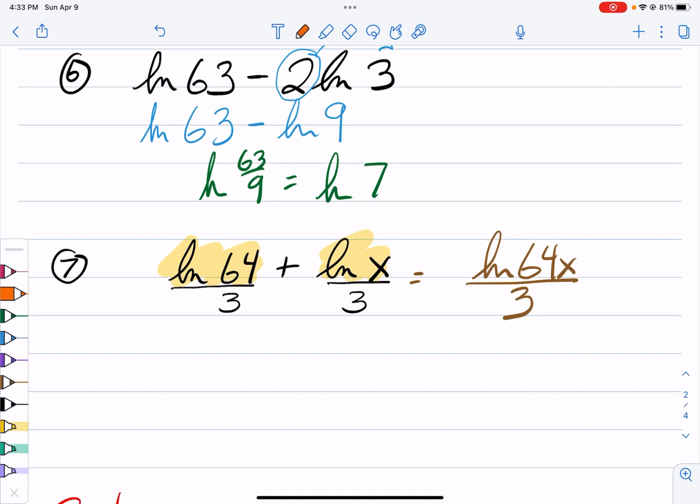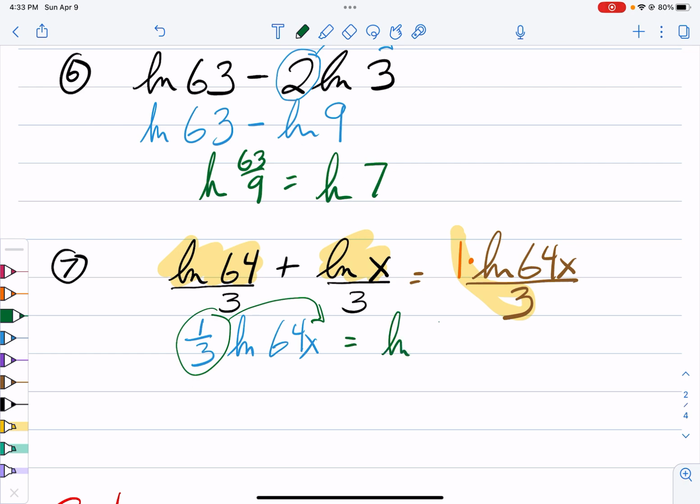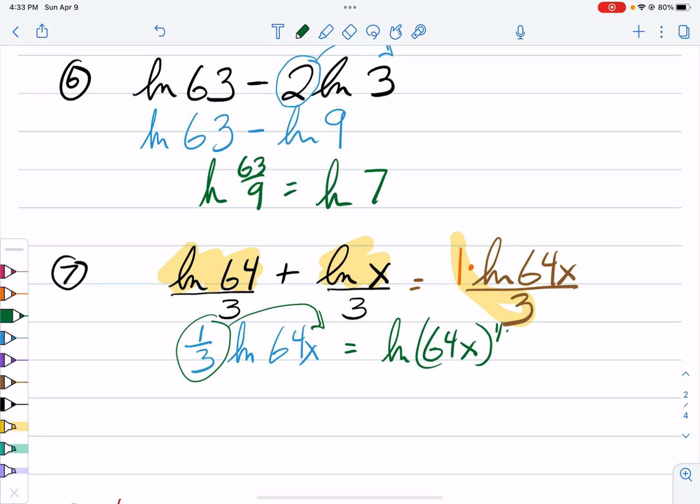Now we can do more with this problem. We did something very similar when we took our notes on properties of logs. So if I don't have a number in front of my natural log, it's like I have a 1 in front of there, which then creates this fraction of 1/3. So this becomes 1/3 natural log of 64x. Coefficients can become exponents, just like our rules for logs. So we can write this as the natural log of 64x all to the 1/3 power.